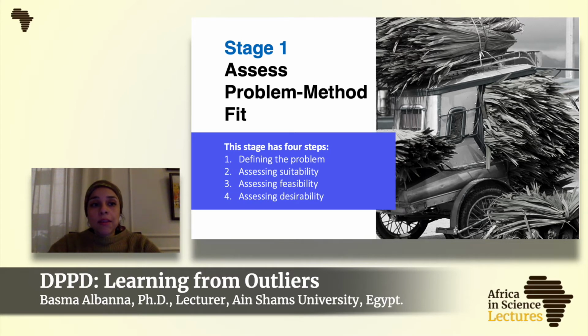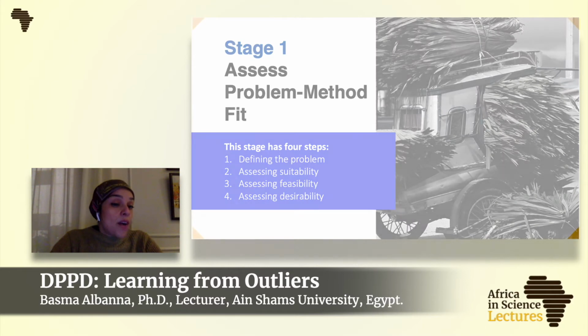So in the coming slides, I'm going to take you step by step and stage by stage in order to see how the data-powered positive deviance method is applied. And there will be a running example for the Somalia case study to aid the understanding of the method. So in stage 1, assessing problem method fit, we start by defining the problem, assessing suitability, assessing feasibility, and assessing desirability.